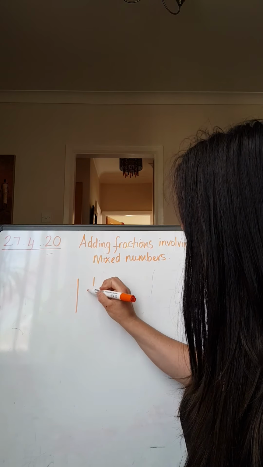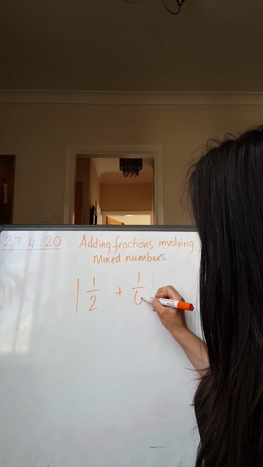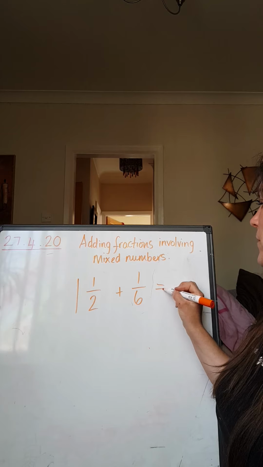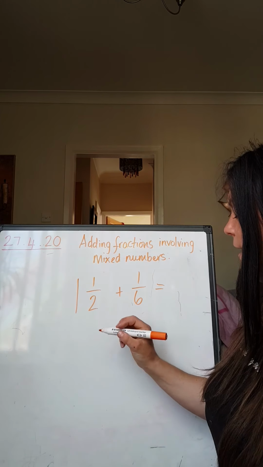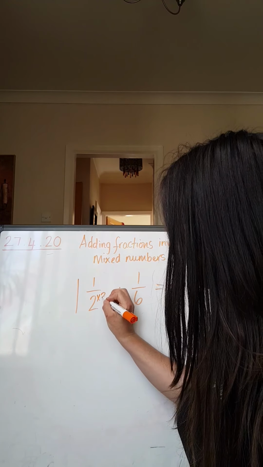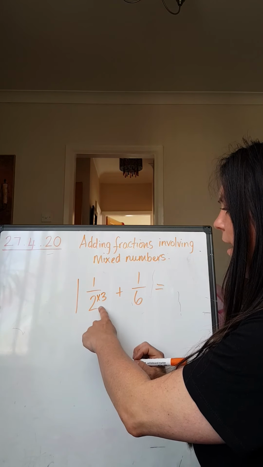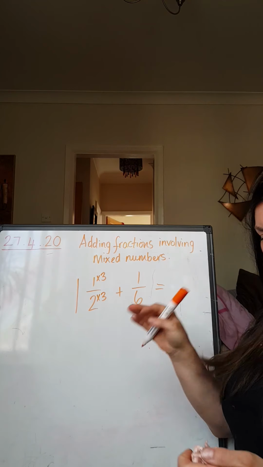1 1/2 add 1/6. So why can't I do it? First question, the denominators are different. Let's make them the same. 2, 4, 6. I'd have to times that by 3 to turn it into 6. What I do to the bottom, I'm going to do to the top. Let's do the little abracadabra.